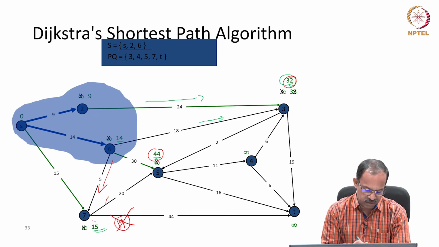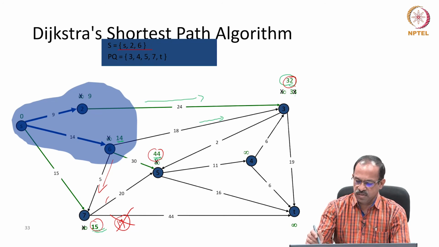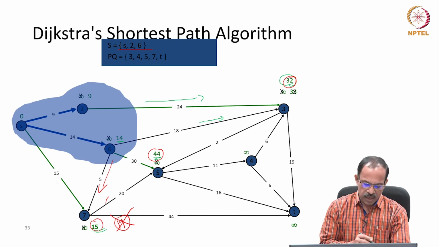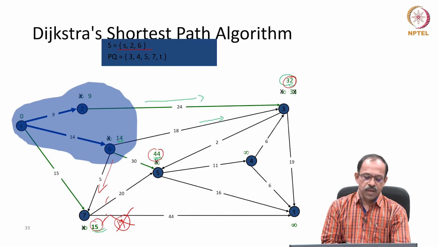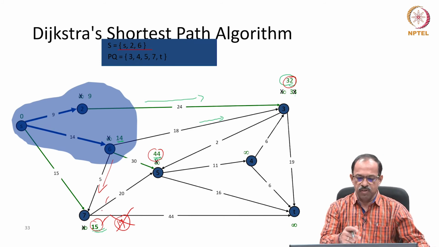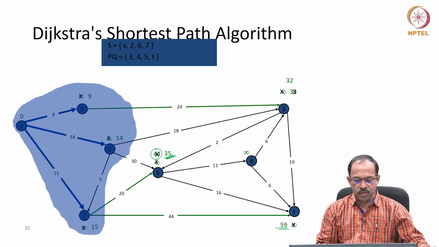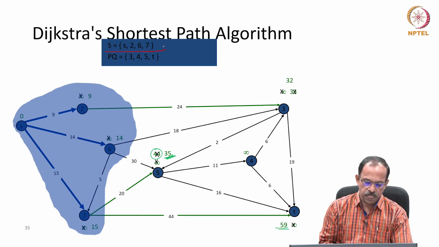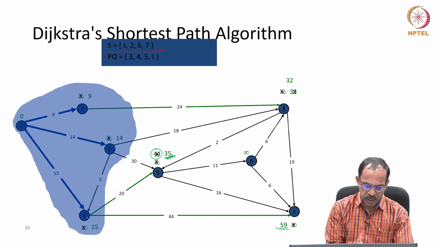So, 7 still remains as 15, and now it will look for which one is the smallest. This is 32, this is 44 and this is 15. So, 15 is the smallest value. So, it will try to expand this node now. So, 7 will be added to the set, and then it will be expanded. So, 7 is added here, and it will become S, 2, 6, 7. So, 2, 6 and 7 are all explored, and now you expand 7.